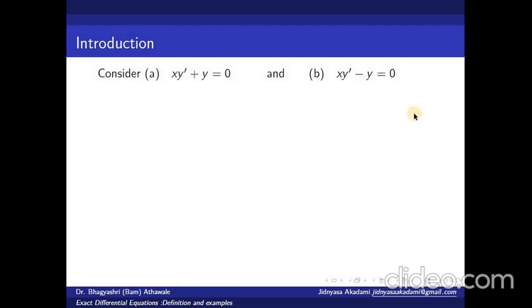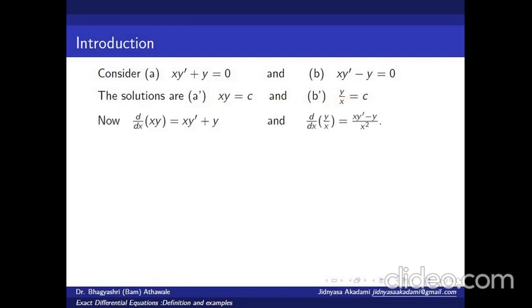Integrations are so simple. So just solve them and check your answers with this. The solution of the first one is xy is equal to c and the solution of the second one is y by x is equal to c. Now this is my function which is equal to a constant and which is the solution of this differential equation. Let us differentiate these two functions with respect to x and let us see what happens.